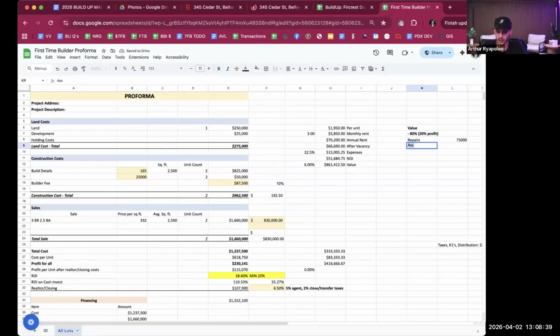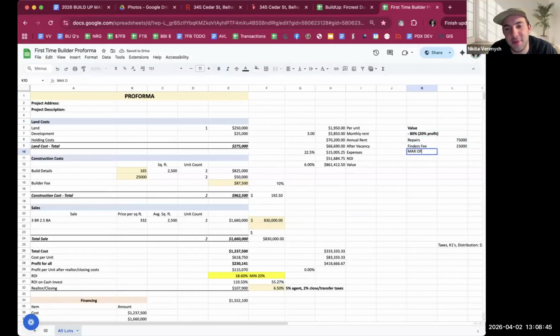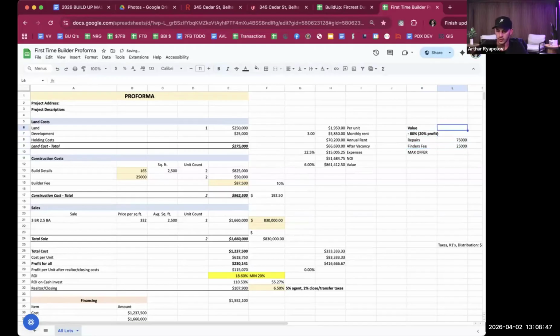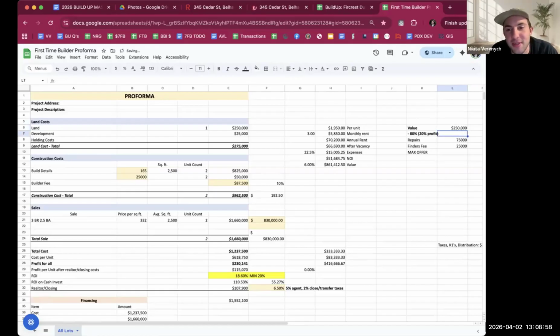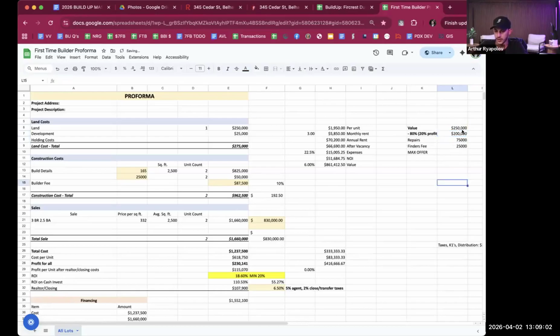So we'll call it finder's fee, which, what do you want? 25K. At least 10, 15 at least. But max offer. Okay. So we'll pretend, what do you think the value is? Let's say two. I don't know. I was thinking around 250, maybe 300 if it's nice. Okay. So we'll go 80% of this number is 200. So an investor wants this house to cost them 200,000 so they can make a gross 50,000.